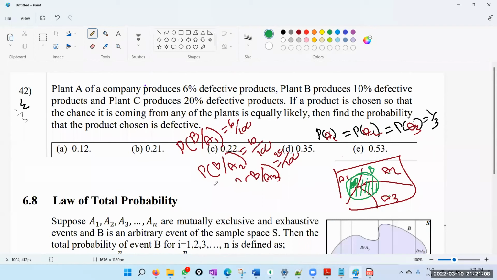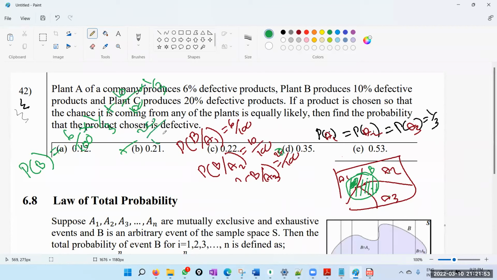So according to total probability law, what we need is PB. Find the probability that the product chosen is defective. So what we took as B is the defective. So PB is PB given A1 into PA1. So that is 6 out of 100 into 1/3, because PA1 is 1/3, plus PB given A2 into PA2, 10 divided by 100 into 1/3, plus 20, right? 6, 10, 20, yes, 20.